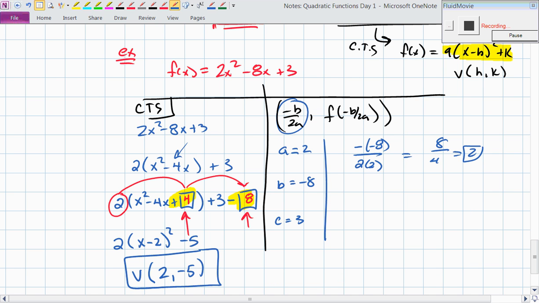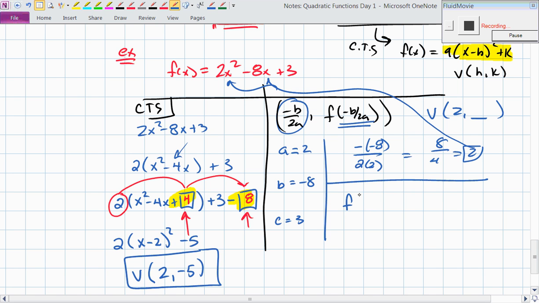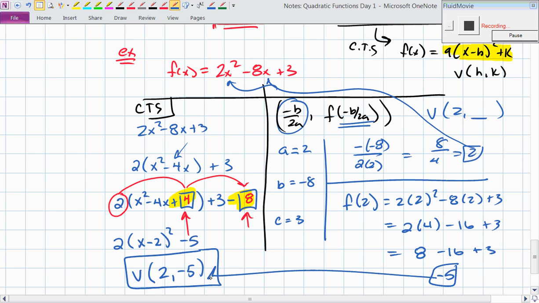Awesome. Okay, the other thing now: so far I figured out my vertex is at 2 comma something. I don't know what it is. How do I get this second part? Well, I take the 2 and I evaluate it. I plug it right back in. So I essentially take f of 2, which is 2 times 2 squared minus 8 times 2 plus a 3. That's going to give me 2 times 4 minus 16 plus 3. This gives me 8 minus 16 plus a 3. This is going to give me a negative 5. Hey, look at that. Negative 5.